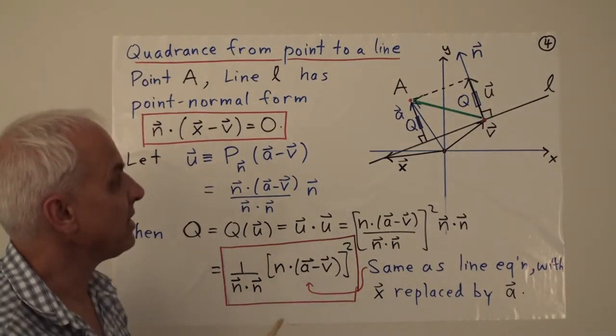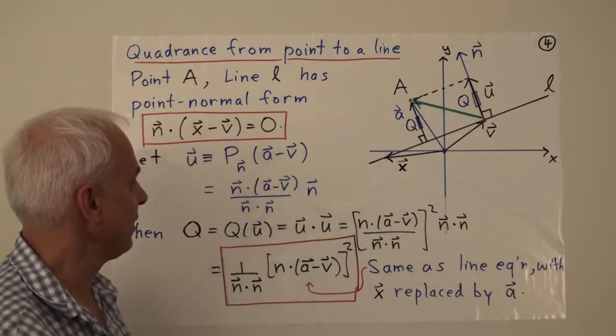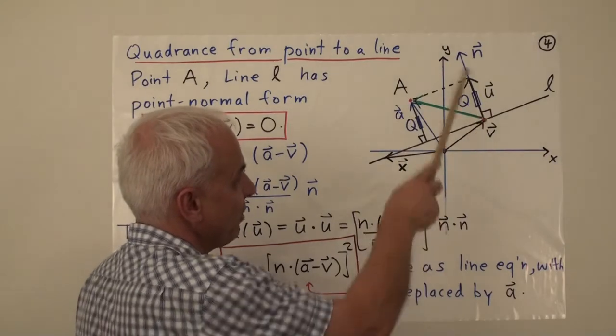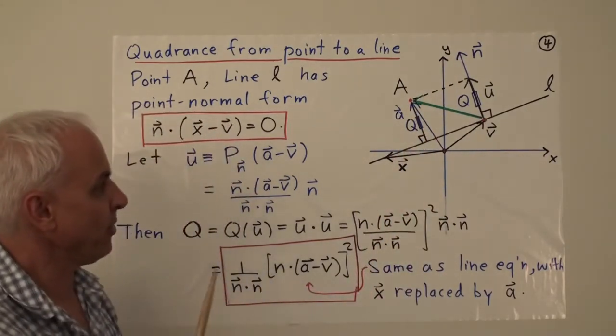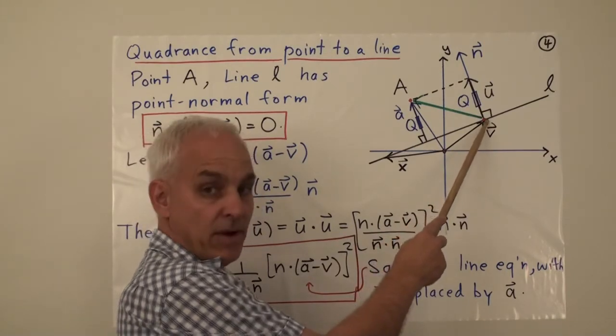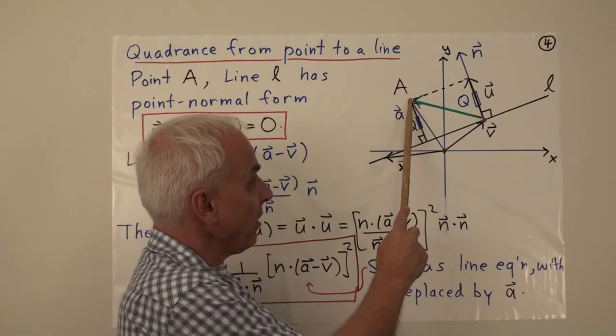Alright, so the key ingredient is to use a projection. We're going to project this vector here onto the vector n. So let's have a look at what we're doing here. We know that there's one vector v right there. There's the point A, there's the vector a.